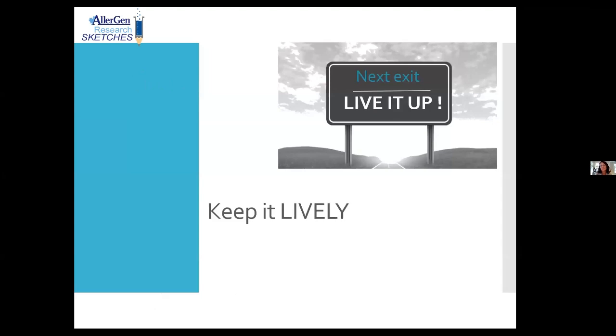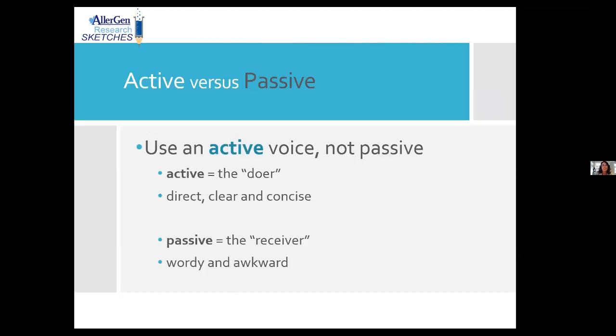The second principle of clear language writing is keeping the writing lively. To do that, we use the active voice. So the active voice emphasizes the doer in the action in a sentence. So it's the subject in the subject, verb, object sequence. And the active voice is direct, clear, and concise. In contrast, the passive voice emphasizes the receiver of the action, and it can create awkward and clunky, wordy sentences.